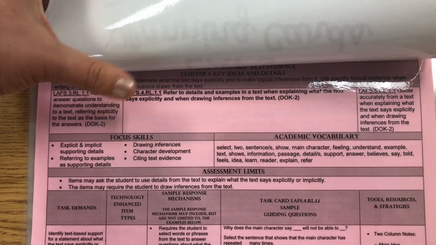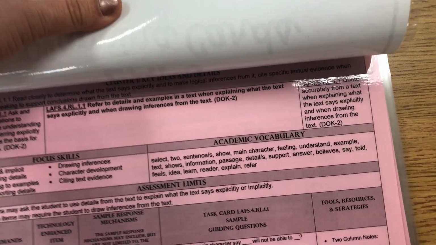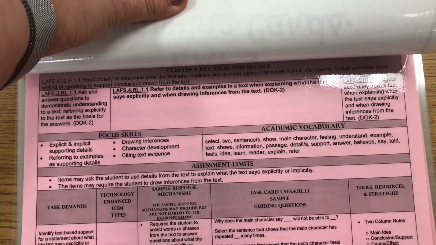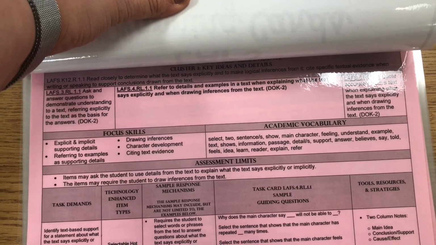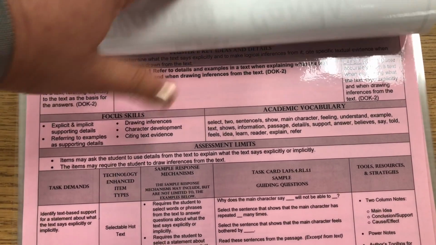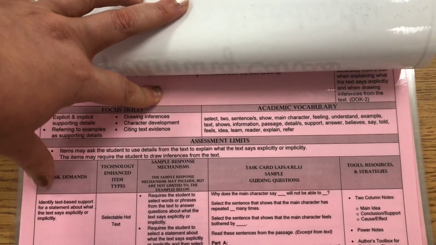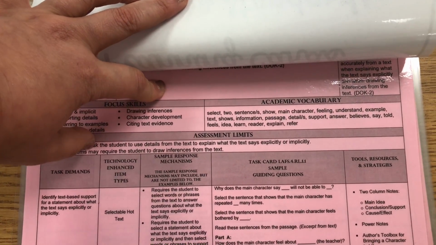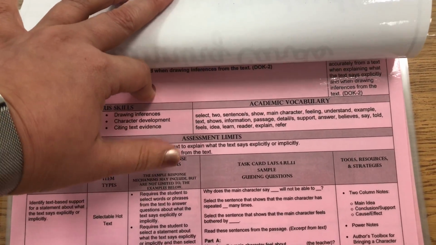What should 3rd grade have been doing? What does 4th grade do? And what does 5th grade do? They go over the focus skills, the academic vocabulary that the students need to understand in order to understand the questions, the assessment limits, which is very important. And they give you examples for the task demands, as well as what kind of questions they'll be asked on the test.